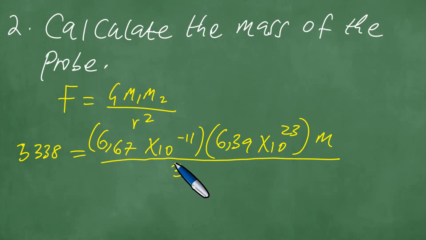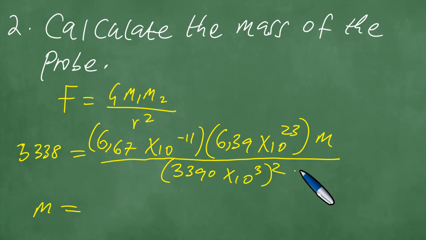And therefore, this is divided by the radius of Mars, which is 3390. Okay, and we calculate here and we use the calculator. We make M the subject. If you make M the subject, you cross multiply this to this and you divide on a calculator and you'll see that the mass of the probe is 900 kilograms. So the mass of the probe is actually 900 kilograms.